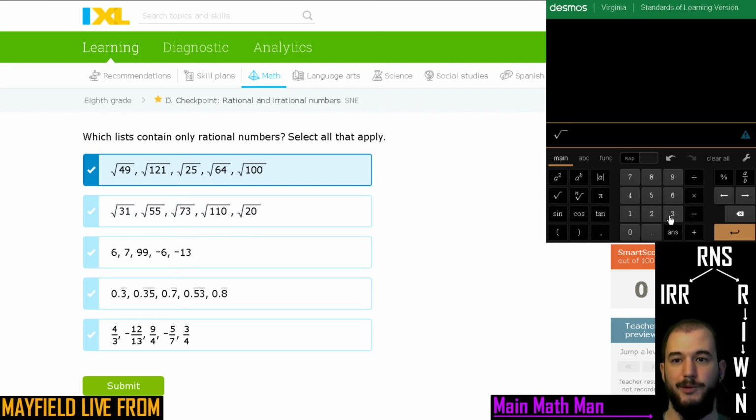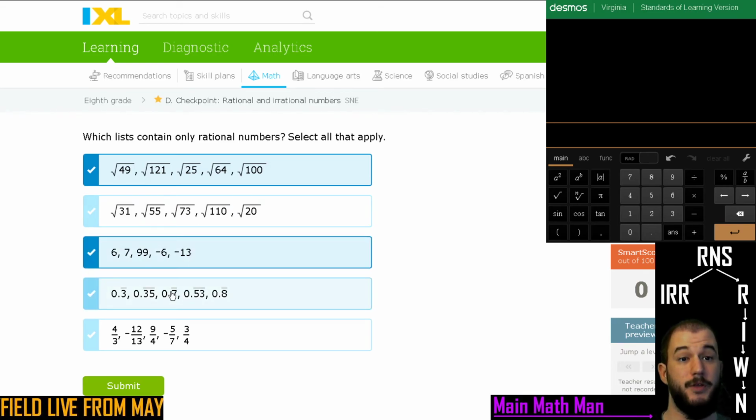I could say, all right, square root of 35, not a perfect, or excuse me, square root of, let's do square root of 31. How about that one? Still not a rational number, and so that means the entire list is not going to work. So again, it's saying only rational. So if even one of those is irrational, that means that we cannot select it.